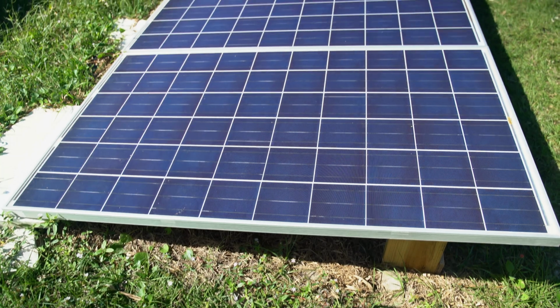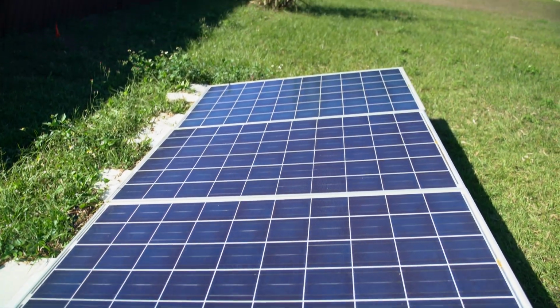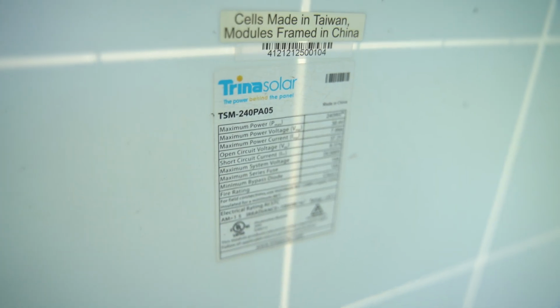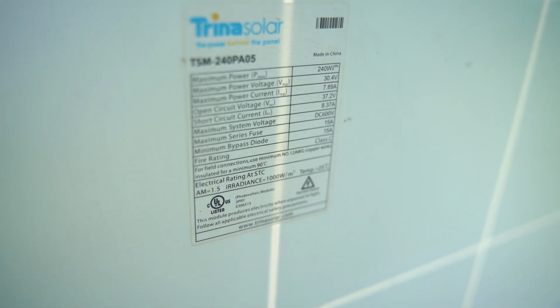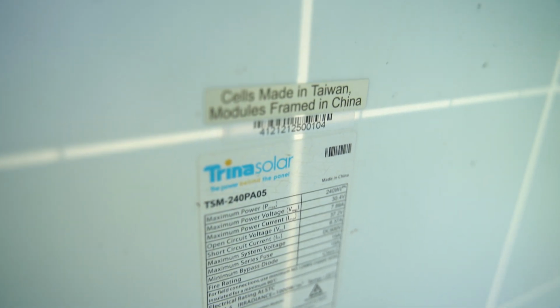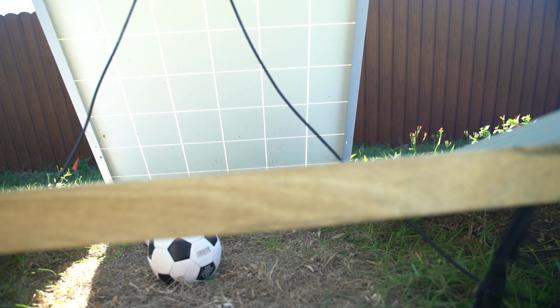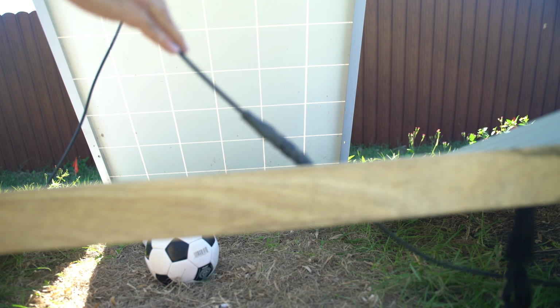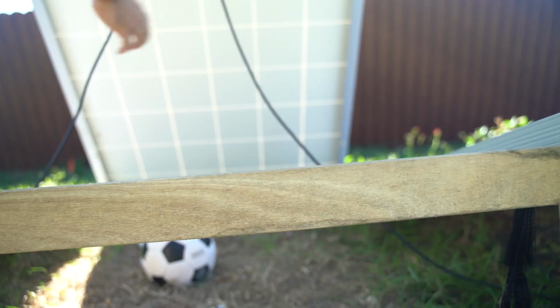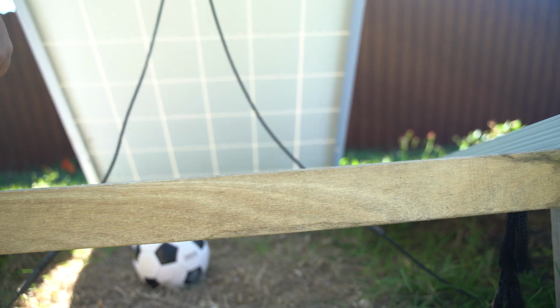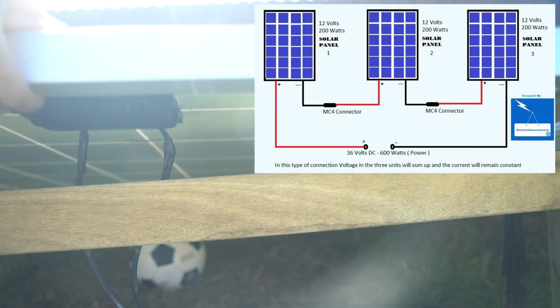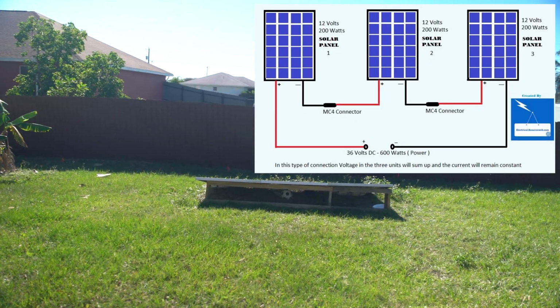So let's jump right in with the solar panels. I got these panels online on Facebook Marketplace for $85. As you can see, here are the specs. They are 240 watt panels, and I have them connected in series. This is the middle panel. You can see the cable going to the right panel and the other cable going to the left panel. If you don't know how to connect them in series, here's a diagram.